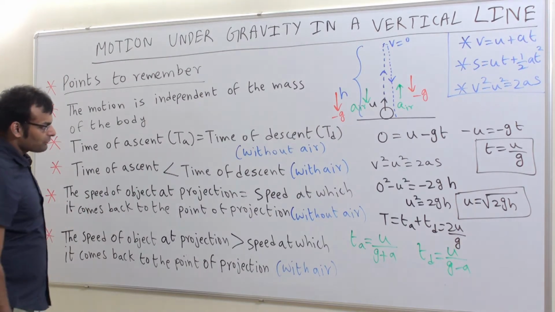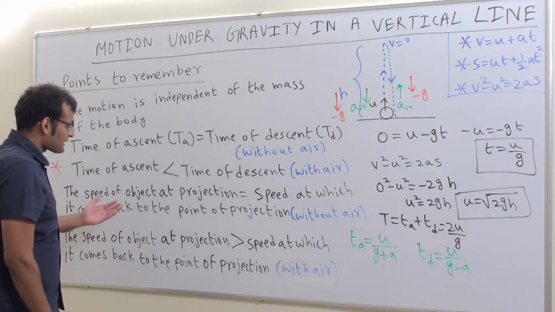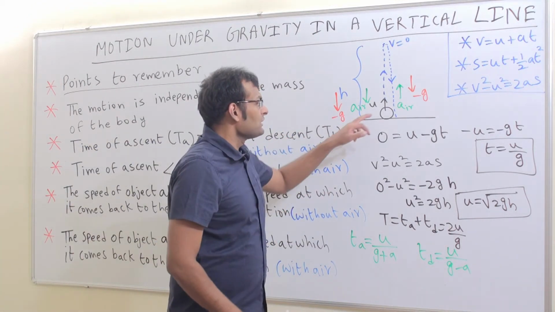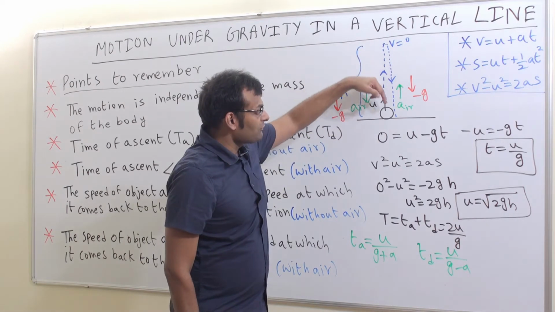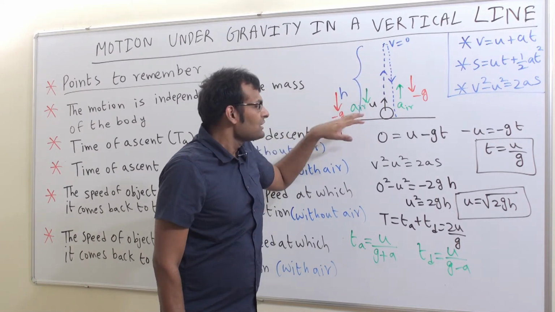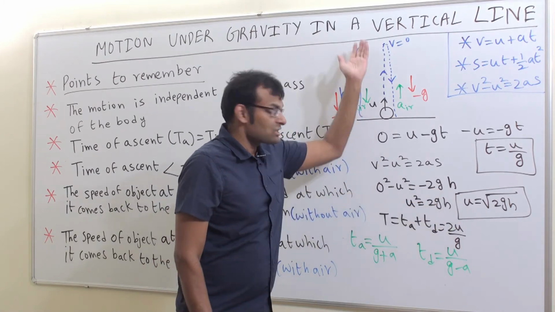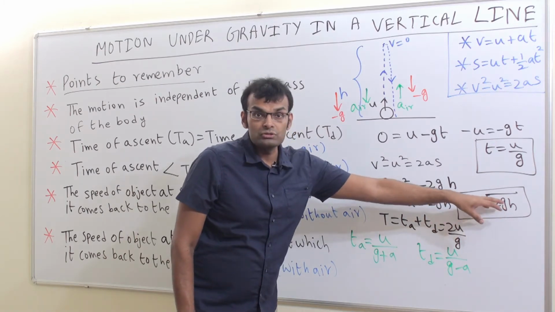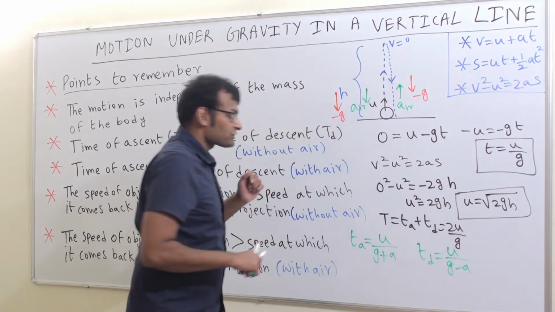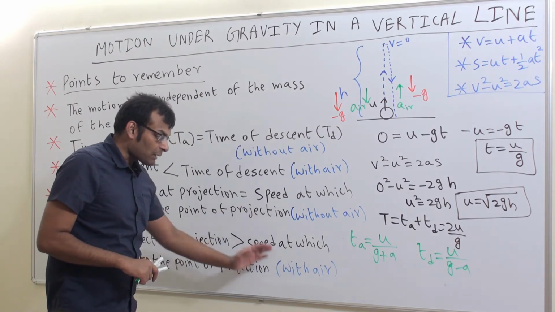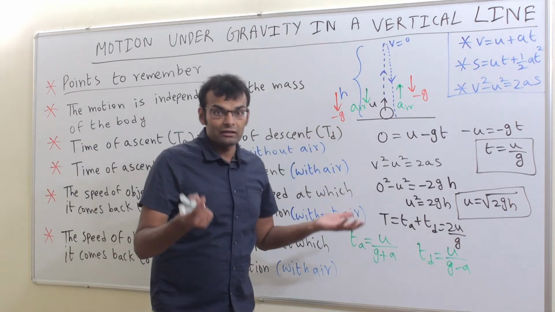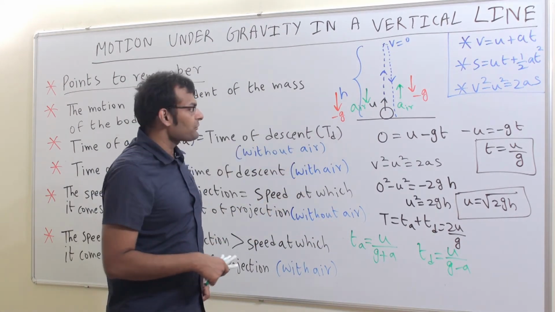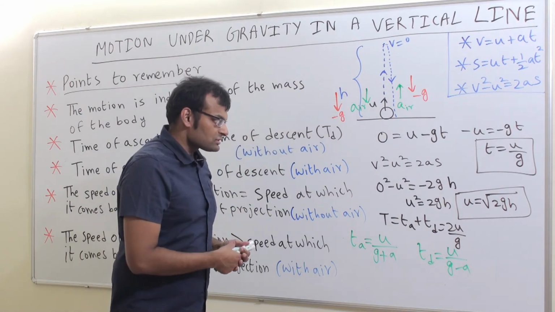The speed of the object at projection is equal to the speed at which it comes back to the point of projection. In a general case, when we don't take air into consideration, the velocity of projection is equal to the velocity with which it hits the ground. That is, u initial projection is equal to root 2gh, and when it comes down it is the same root 2gh, without air friction. But what happens if you take air, the practical case where we have air friction prevailing in our atmosphere? When we throw a ball up, you can see air opposes it. So the same case applies here.